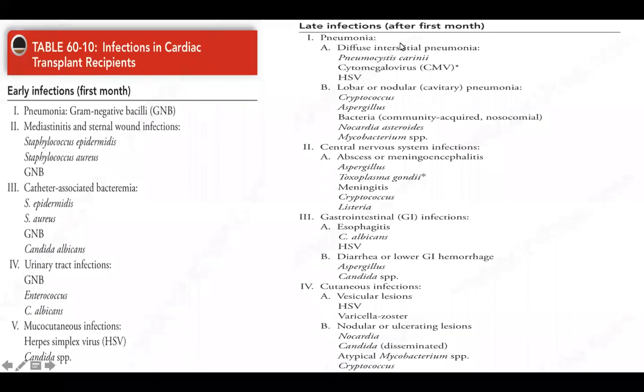This schedule is showing the early and late infections and their causes. To start with, pneumonia can be caused by gram-negative bacilli; mediastinitis and catheter-associated bacteremia could be due to Staph epidermidis; also urinary tract infection and mucocutaneous infection like herpes simplex. Late infections can be caused by pneumonia, either diffuse interstitial pneumonia, which can be caused by Pneumocystis carinii or cytomegalovirus, or lobar or nodular cavitary pneumonia, which can be caused by Aspergillus. Central nervous system infections can cause abscess or meningoencephalitis. There are also GI infections and cutaneous infections.